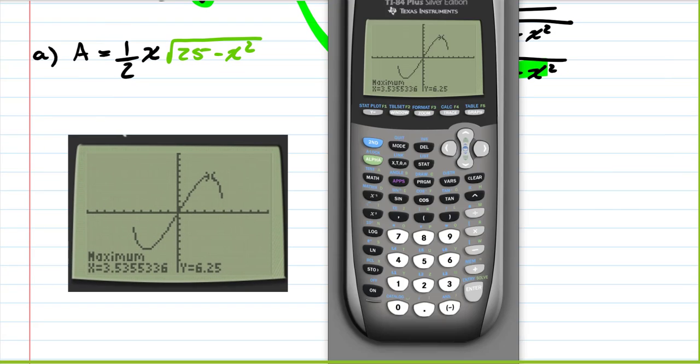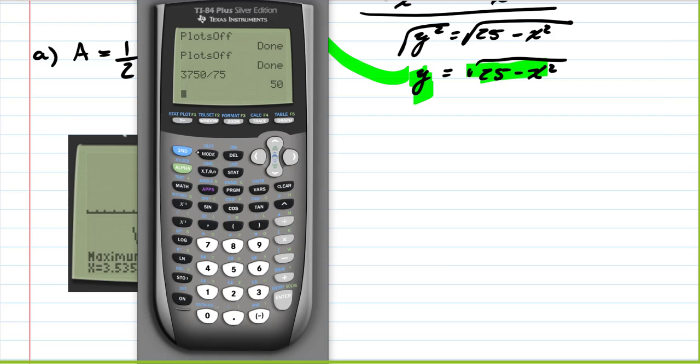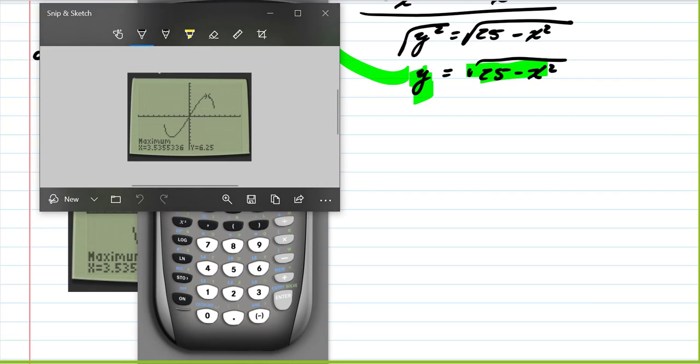And just as a reminder, remember our calculator saves the x value as long as we don't do any other computations. So to plug that back into our formula, we would just go the square root of 25 minus x squared. We press enter, and that would give us the corresponding y value.